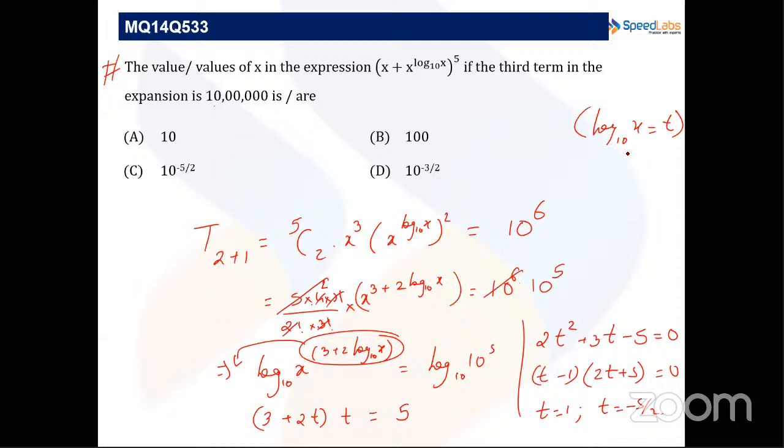So t will be equal to 1 or t will be equal to minus 5 by 2. t is log x to the base 10. So log x to the base 10 equals to 1. So x will be equal to 10. So our option number A is correct. And log x to the base 10 equals to minus 5 by 2. So x will be equal to 10 to the power minus 5 by 2. So our option number C is correct. So our correct options are A and C.